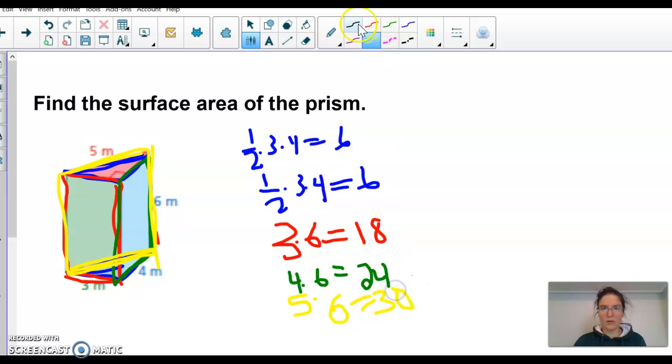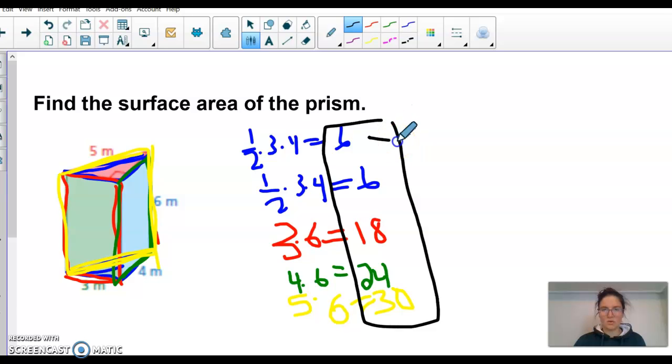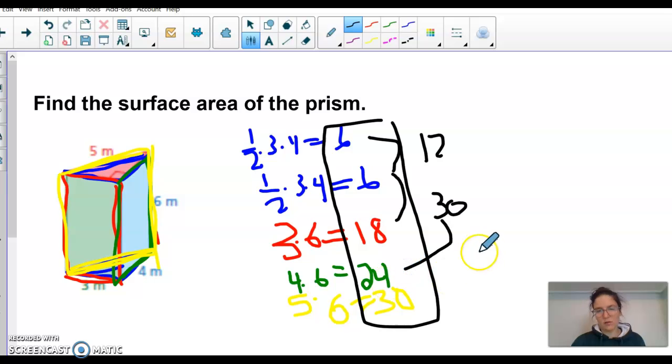And then all you have to do at the very end is add all of this up. 6 plus 6 is 12. Plus 18 is 30. Plus 24 is 54. Plus another 30 is 84. So the whole surface area, the area of all the shapes around the triangular prism, is 84 meters squared.